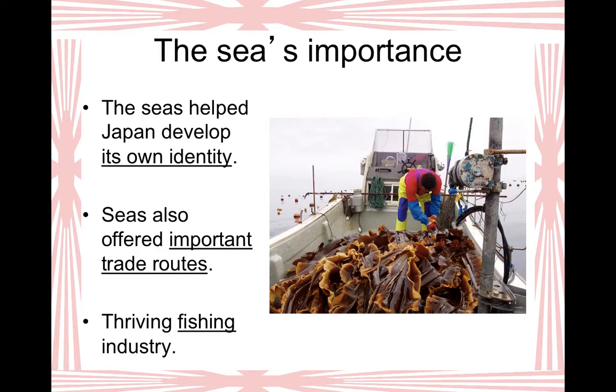They have a very, very thriving fishing industry. And the ocean was also used by Japan for trade routes. So the ocean was used to make trade with other countries.